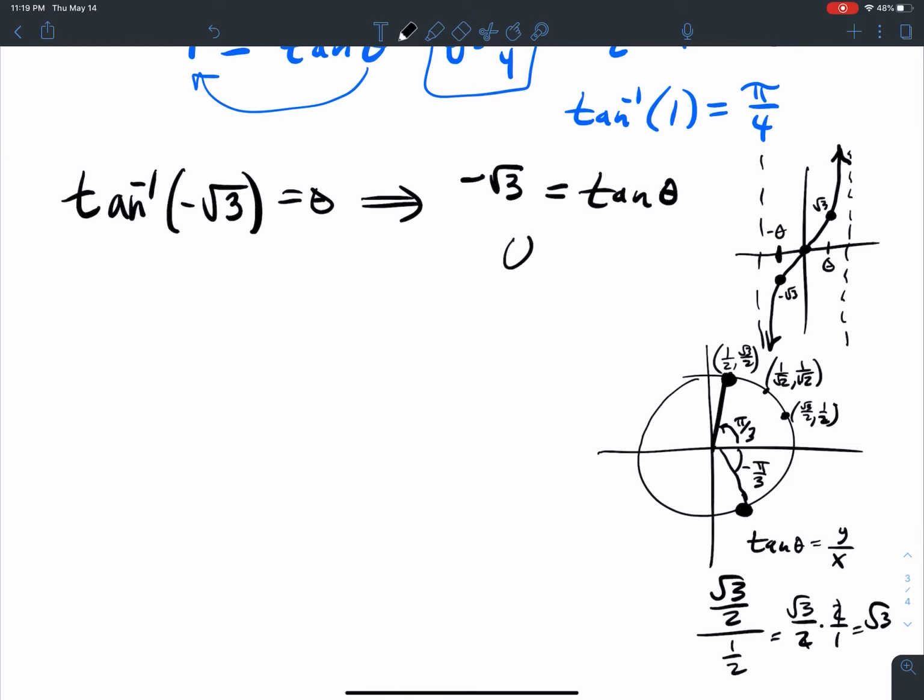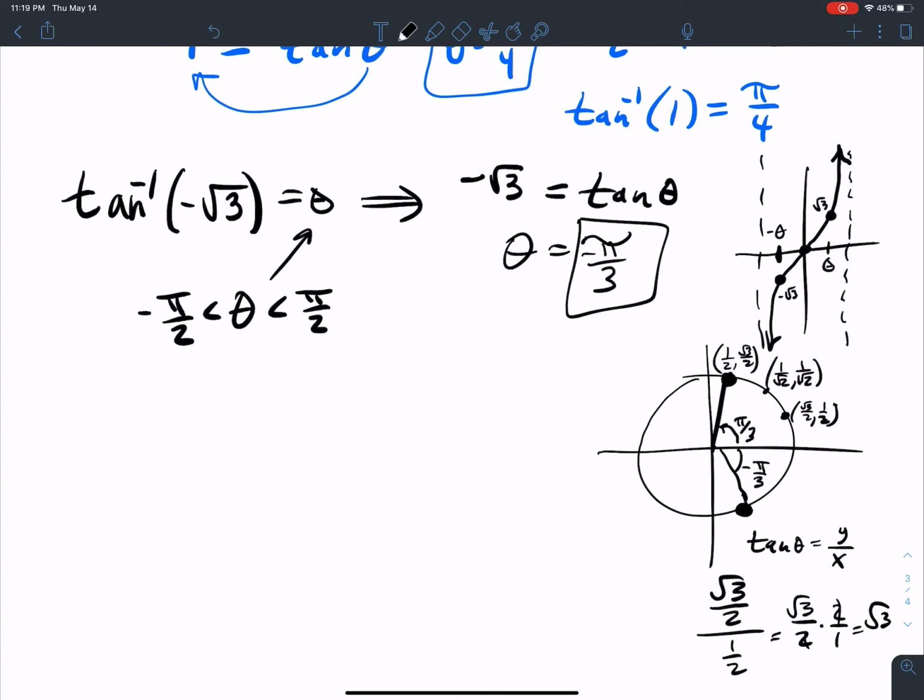So theta equals negative pi over 3. Now, how do I know it's negative pi over 3? I need to make sure originally theta was restricted between pi over 2 and negative pi over 2. And since negative pi over 3 is between those, then we got our answer. All right?